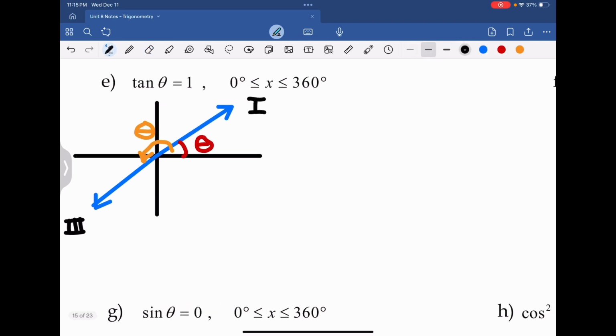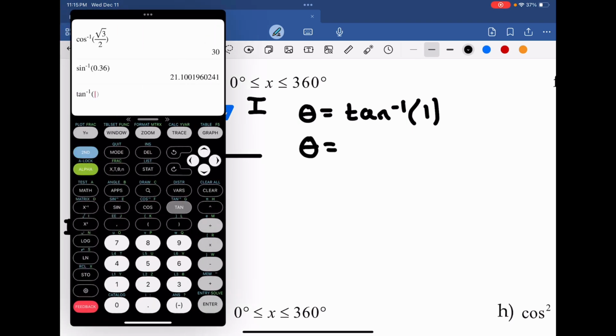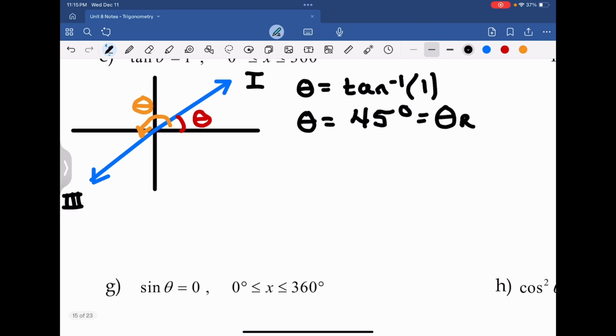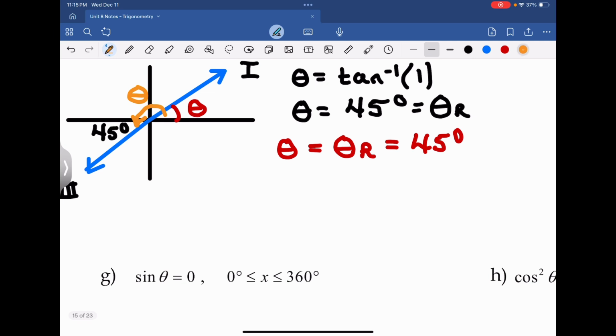Okay. Now, in this situation, we know that it's quadrant 3, which is here, and quadrant 1, which is up here, not quadrant 2. To solve for our reference angle, we're going to take the inverse and go theta is equal to tan inverse of 1. That means that theta is equal to, we bring out our calculator, go second tan and 1. This gives us 45, to no surprise, because when tan was 1 from our previous lesson, it was 45. So that's our reference angle that we're going to write down. Now, if that's our reference angle, it's actually also equal to the red angle. So this is equal to theta r, which is equal to 45.